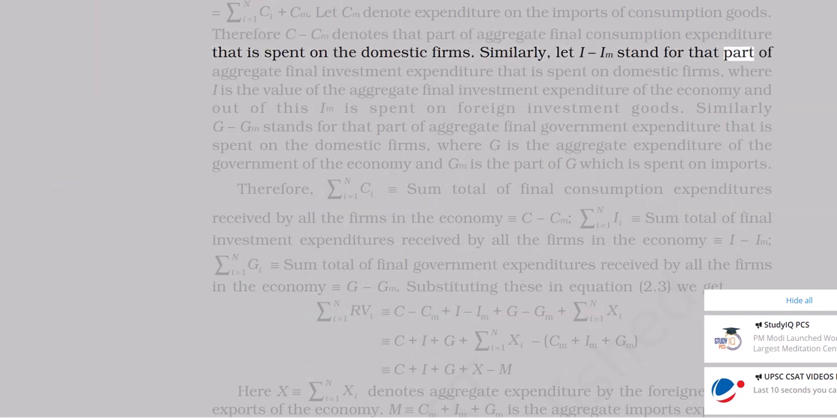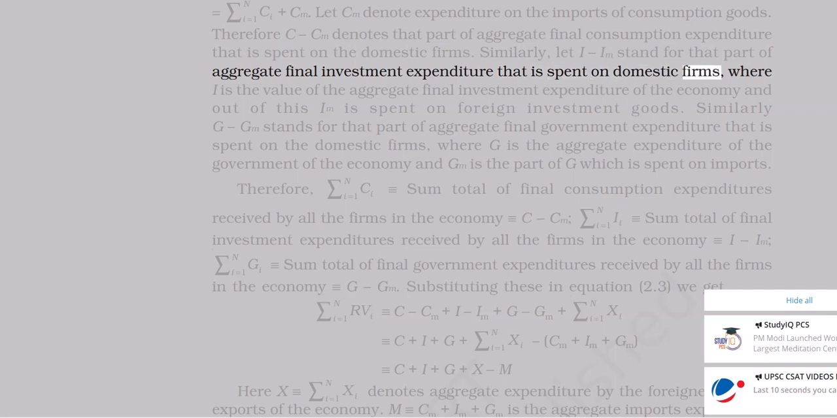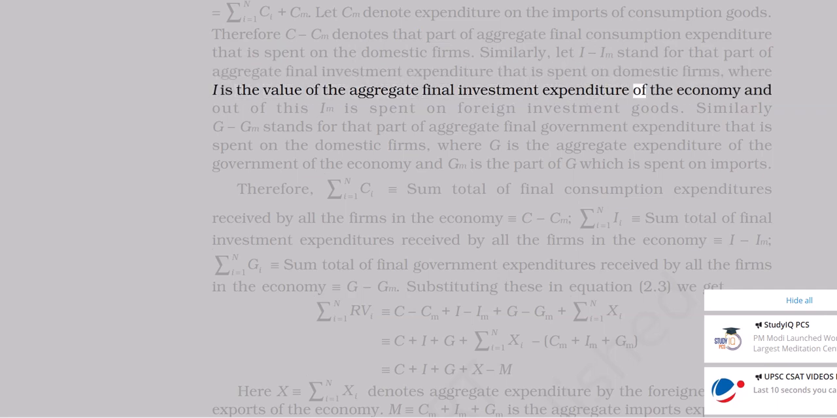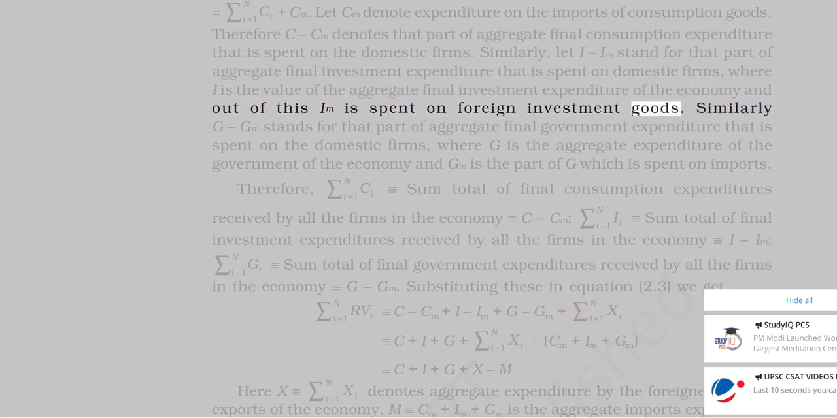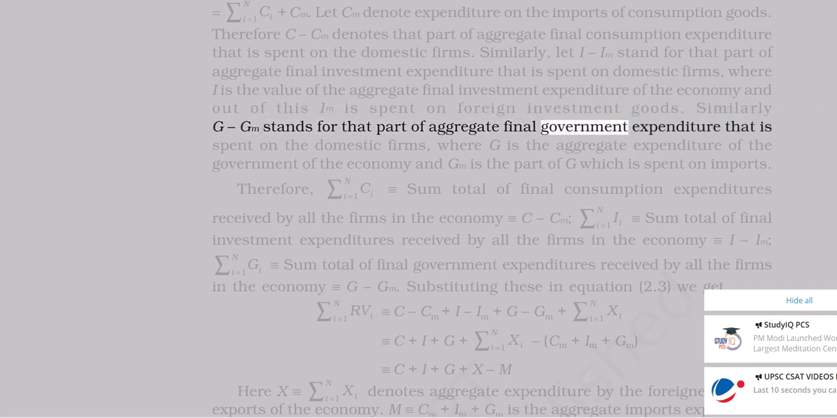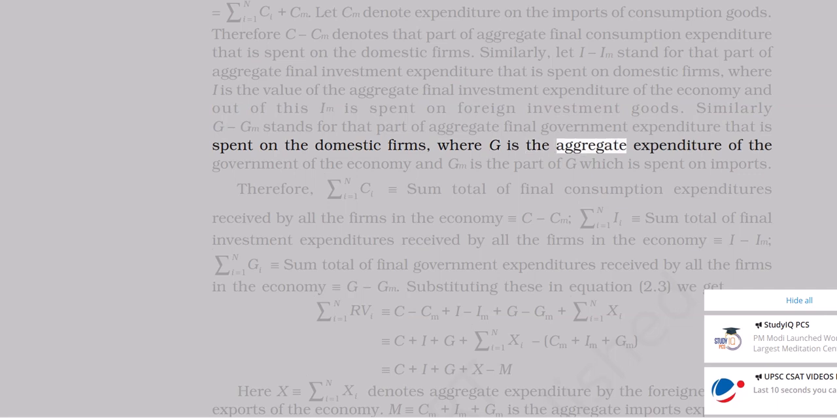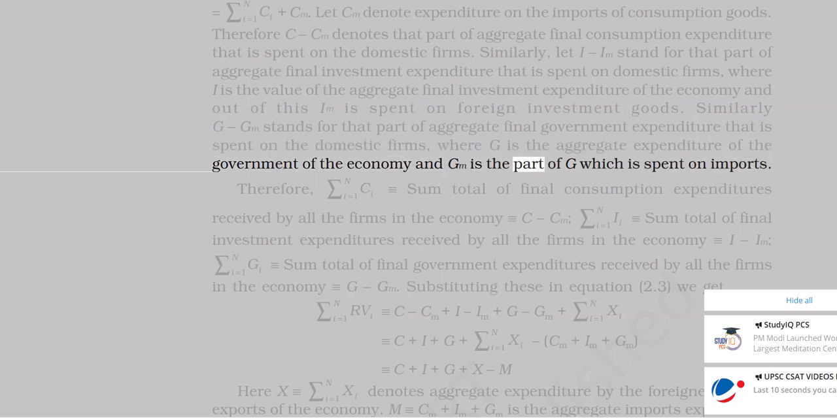Similarly, let I minus IM stand for that part of aggregate final investment expenditure that is spent on domestic firms, where I is the value of the aggregate final investment expenditure of the economy, and out of this IM is spent on foreign investment goods. Similarly, G minus GM stands for that part of aggregate final government expenditure that is spent on the domestic firms, where G is the aggregate expenditure of the government of the economy, and GM is the part of G which is spent on imports.